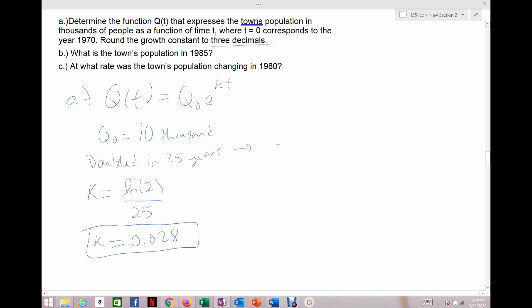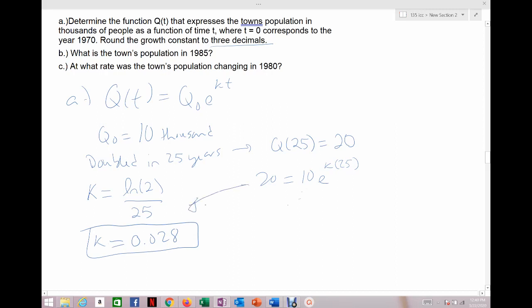Or, again, I know my quantity, when I plug 25 into it, will be twice what I started with, so I'll be at 20,000. Take 20,000, set it equal to my 10,000, my initial value, e raised to the k times my doubling time, which is 25, and then solve.